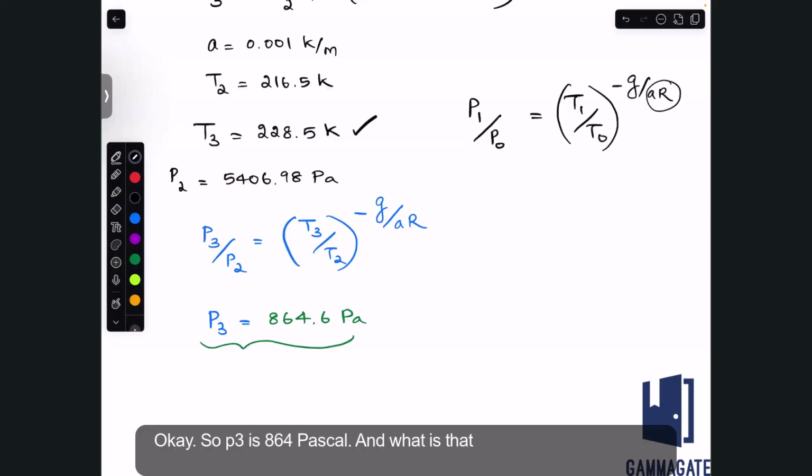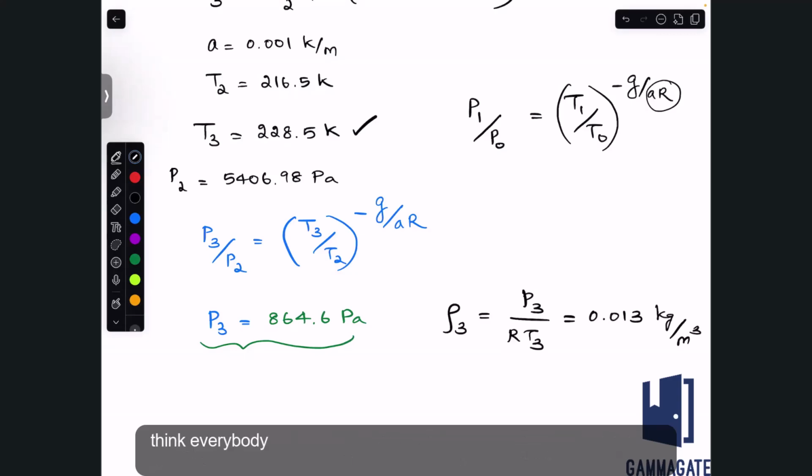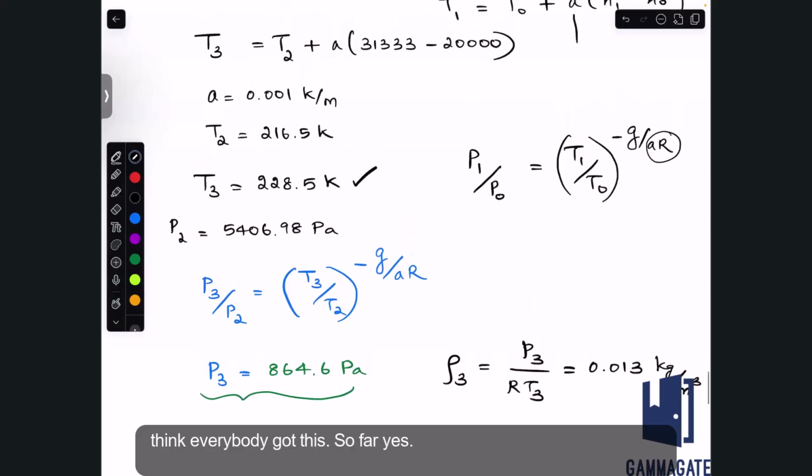And what is the density rho 3? 0.013 kg per meter cube. So this is the density. All right. So I think everybody got this so far.